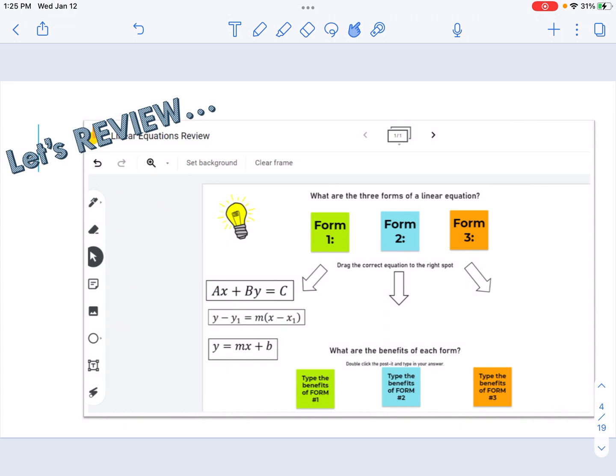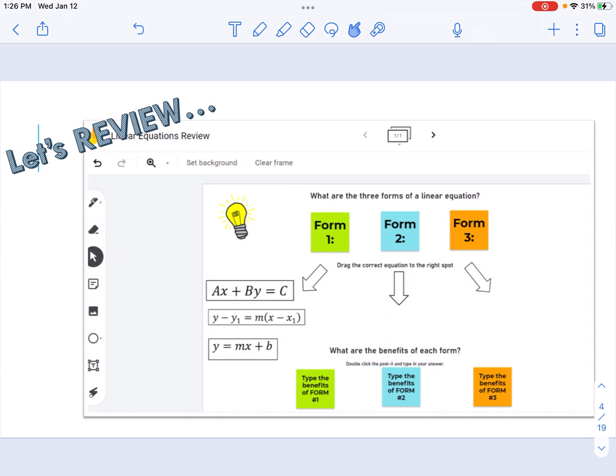So I'll ask you in a moment to pause the video and access the Jamboard that's located on Google Classroom and identify the three forms of the linear functions. So go ahead and pause the video, access the Jamboard, fill in the three forms on the post-its, drag the correct equation to the right spot, and then identify the benefit of each linear function form by typing on each respective post-it. When you're ready, unpause the video and we'll continue with the notes.